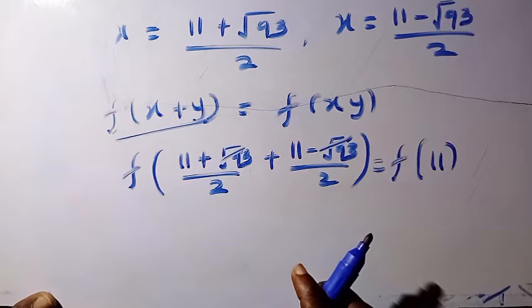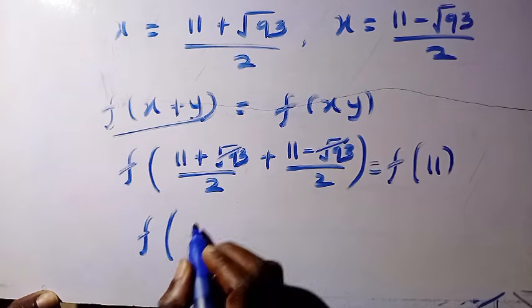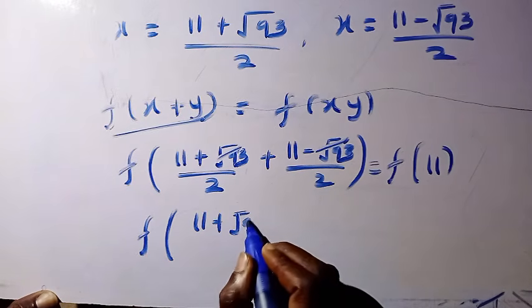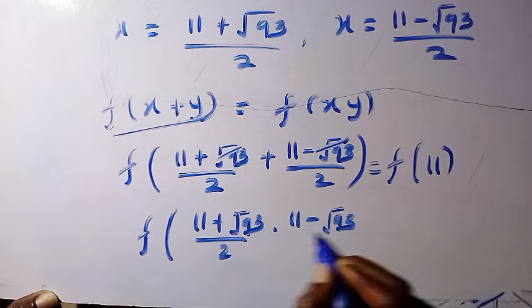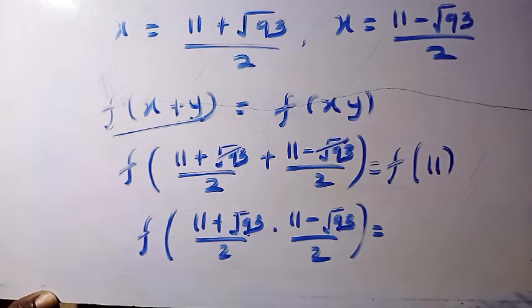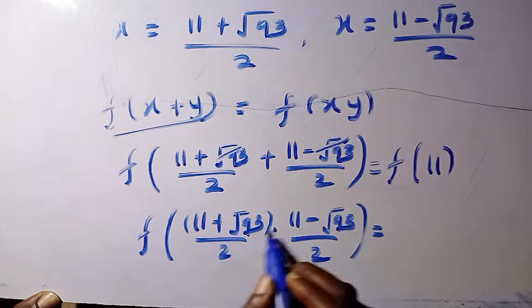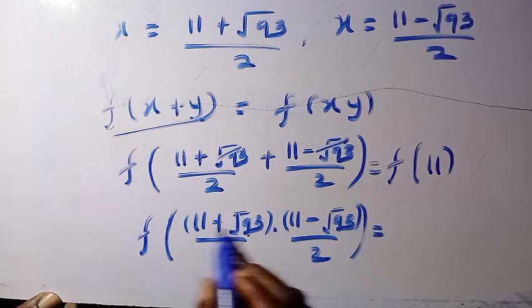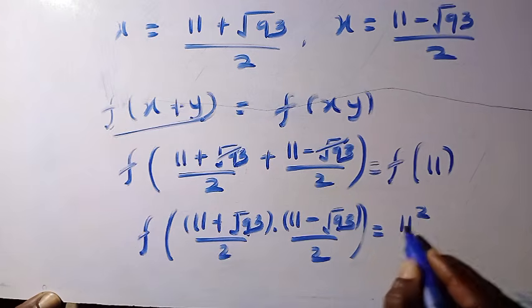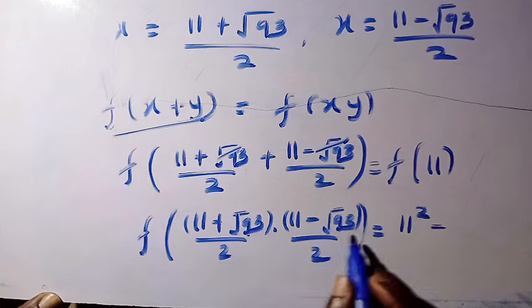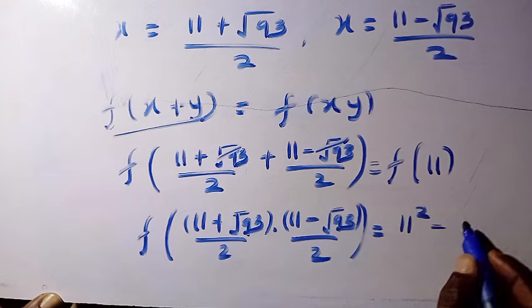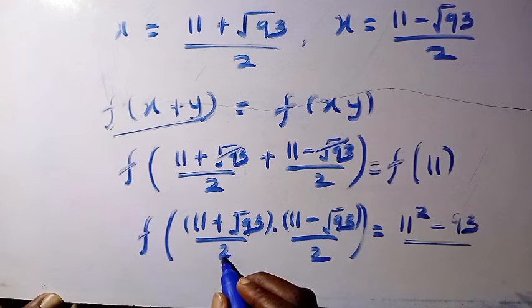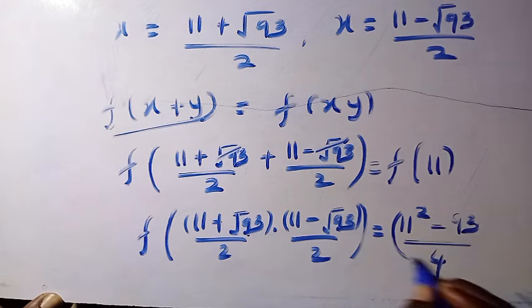Let's take a look at the multiplication part. So we have f of (11 plus square root of 93 divided by 2) multiplied by (11 minus square root of 93 divided by 2). This is multiplication, and the 11 and 11 are the same. That gives us 11 squared minus root 93 times root 93. What separates them is positive and negative, and we have only 93. Then divided by 2 times 2, that gives us 4. And all these are in the function.